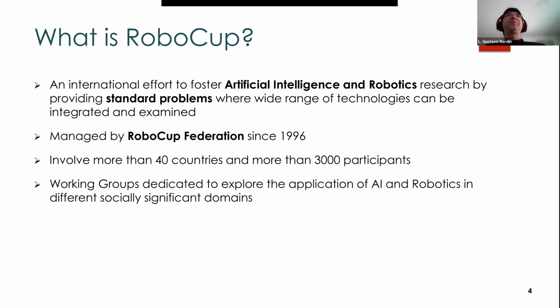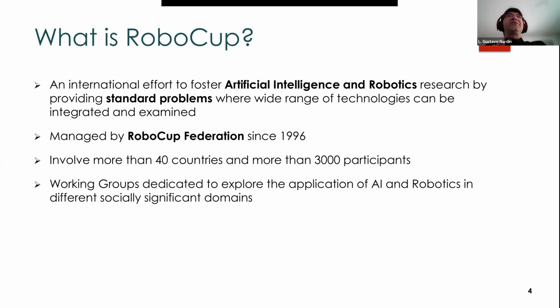So RoboCup is an international effort that tries to foster artificial intelligence and robotics on different standard problems in socially relevant domains. It started in '96 and it's managed by the RoboCup Federation. As you can see, in '96, artificial intelligence and robotics was not a hot topic as it is today. So there is a long history of interest in this topic from the research community.